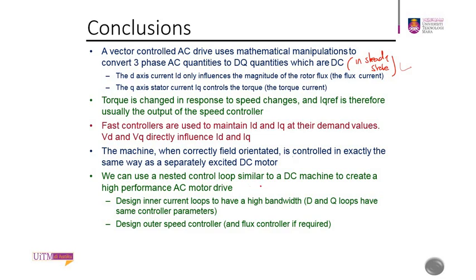So to design the inner current loops, you have to have a high bandwidth. D and Q loops have the same control parameters, and to design the outer speed controller, a flux controller will be required.